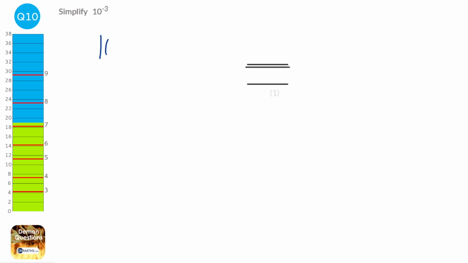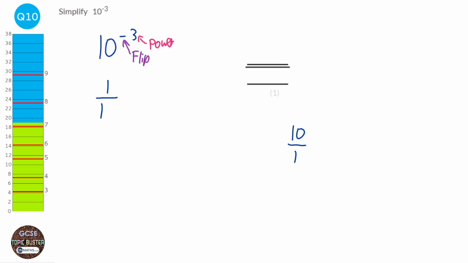There's 2 parts to this power. I'm just going to do it a bit bigger so we can see. We've got the negative here, and the negative will mean that we will find the reciprocal. And we've got this 3 here, which is just what the power will be. So how do we find the reciprocal? Well, if you think about the number 10, if you had to write that as a fraction, you would write it as 10 over 1. And so to find the reciprocal of it, we're just going to flip that fraction. So this will now become 1 over 10.